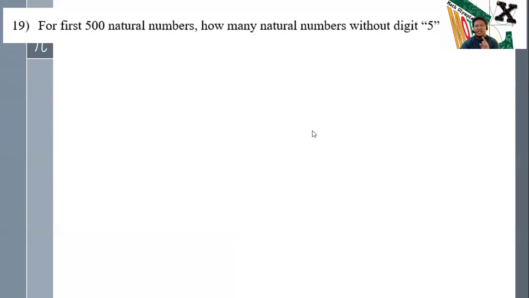For this one, the best way to solve it is to first use a little bit of combinatorics: how many natural numbers without digit 5 are there among the first 500 natural numbers? So how do we solve for that one without digit 5? The setup is 5 times 9 times 9 minus 1.